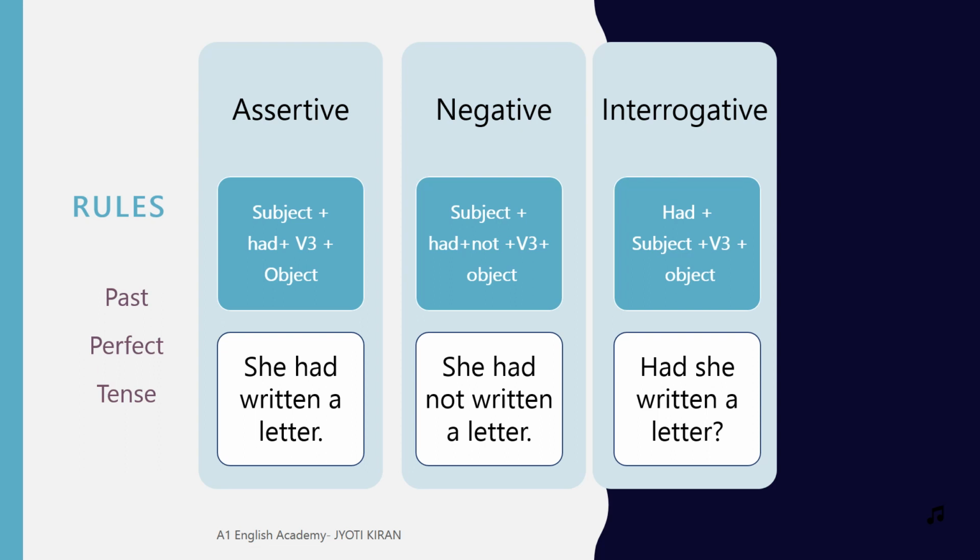Before understanding its usage, let's concentrate on the rules of past perfect tense. See, in assertive, we have used subject plus had, third form of verb, and then object. See the example, she had written a letter. In negative, we use not with had, and rest of the sentence remains the same. She had not written a letter. And in interrogative, we use had at the first place, then subject, and then the third form of verb. Had she written a letter? You can pause the video to note down the rules.